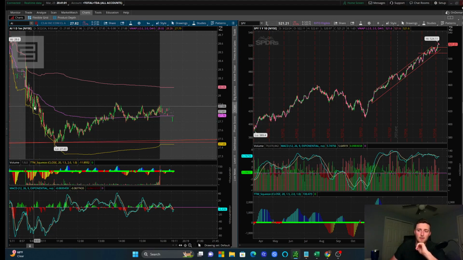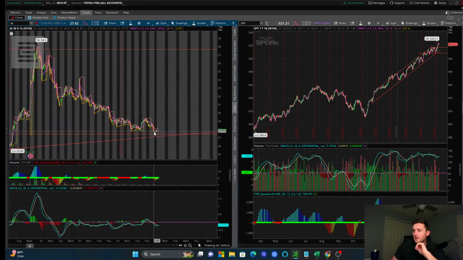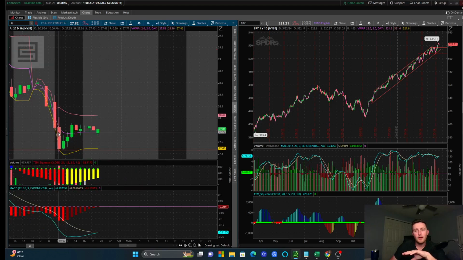So maybe not right out the gate, because this is the first time we're touching this zone, because if I go to my 20-day 1 hour, yeah, this is the first day we actually touched our major support zone. So this is something that we may have not got in right away. We probably would have waited for this first bounce and then got in.